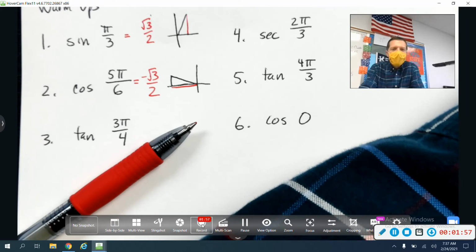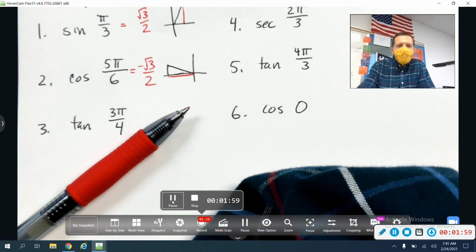Negative root 3 over 2. We'll evacuate the building. Okay, fire drill is over.